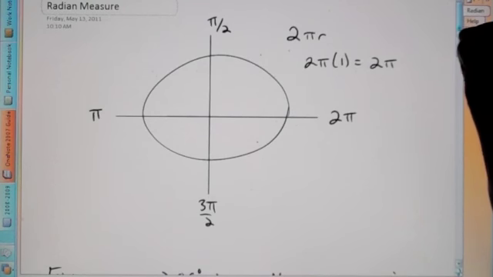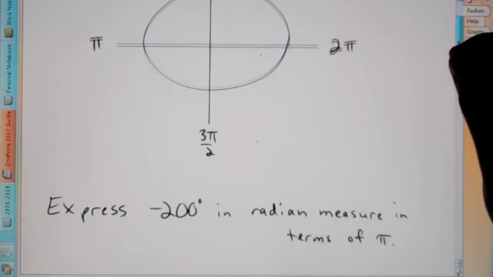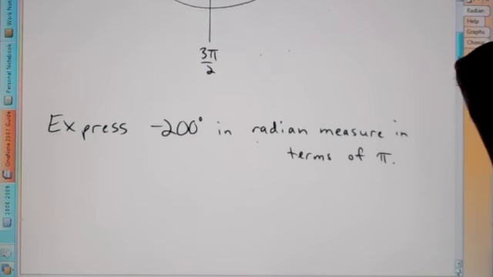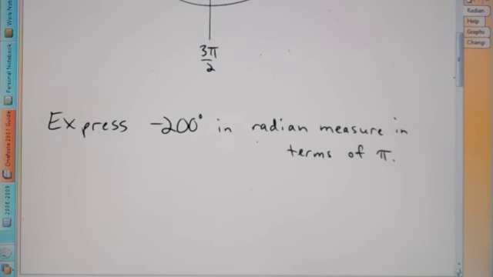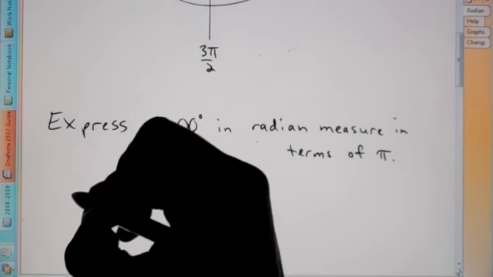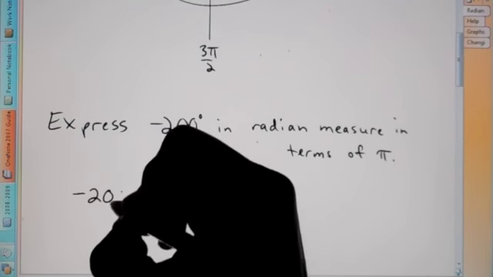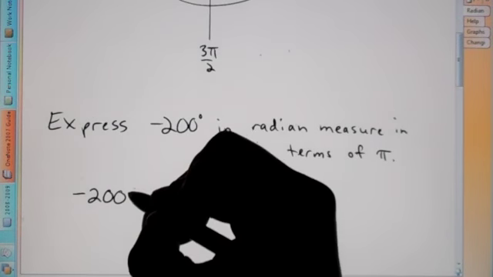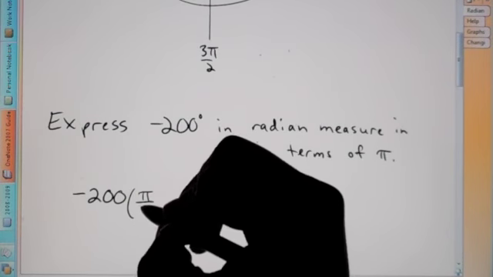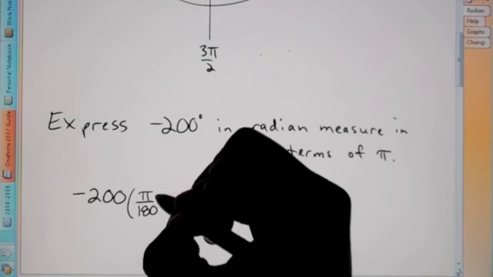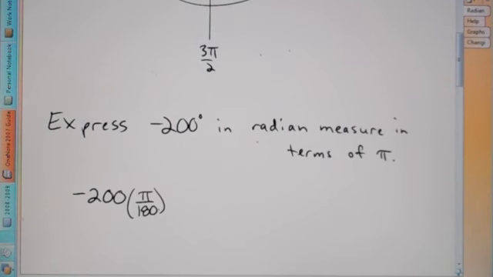So what we have to learn is how to convert from degrees to radians. Express negative 200 degrees in radian measure in terms of pi. In order to do that, we take our degrees and multiply by pi over 180.